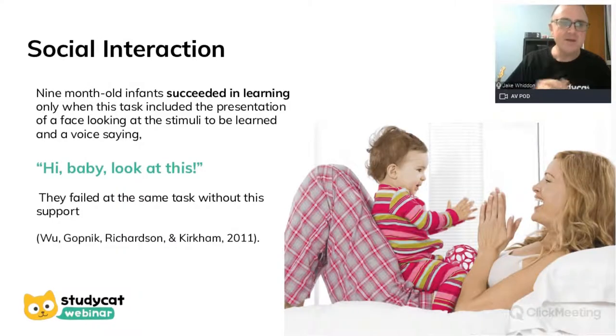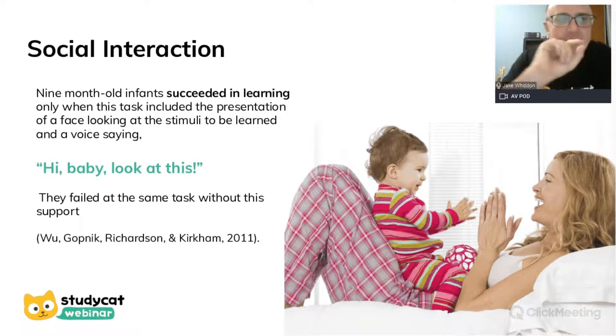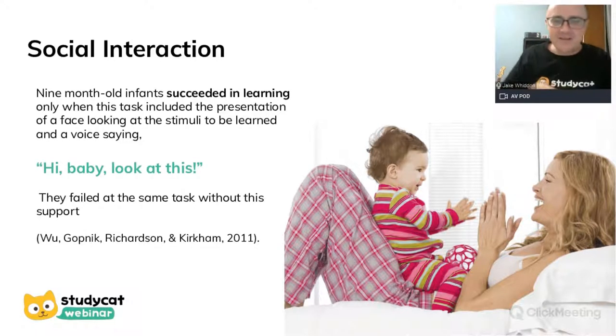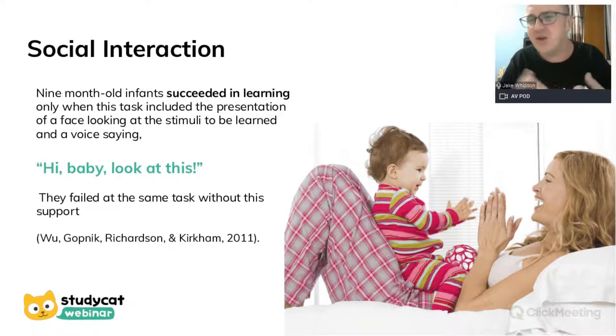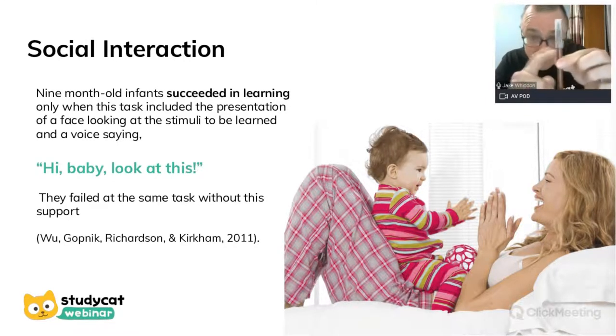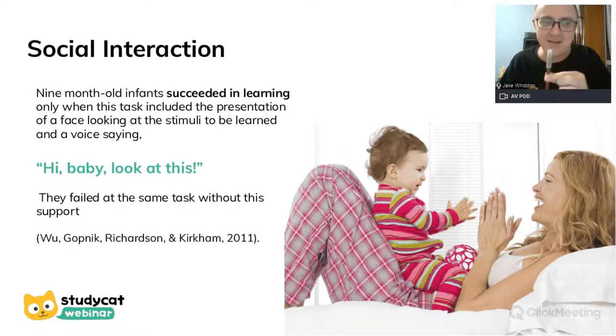So let's go on. I really like this one, right? So 9-month-old infants succeeded in learning only when the task of showing them a new thing, what they call a novel event, so a new piece of language or a new thing, like this pen, included the presentation of a face looking at the stimuli, the pen, and a voice saying, "Hi, baby, look at this." They failed at the same task without the support.